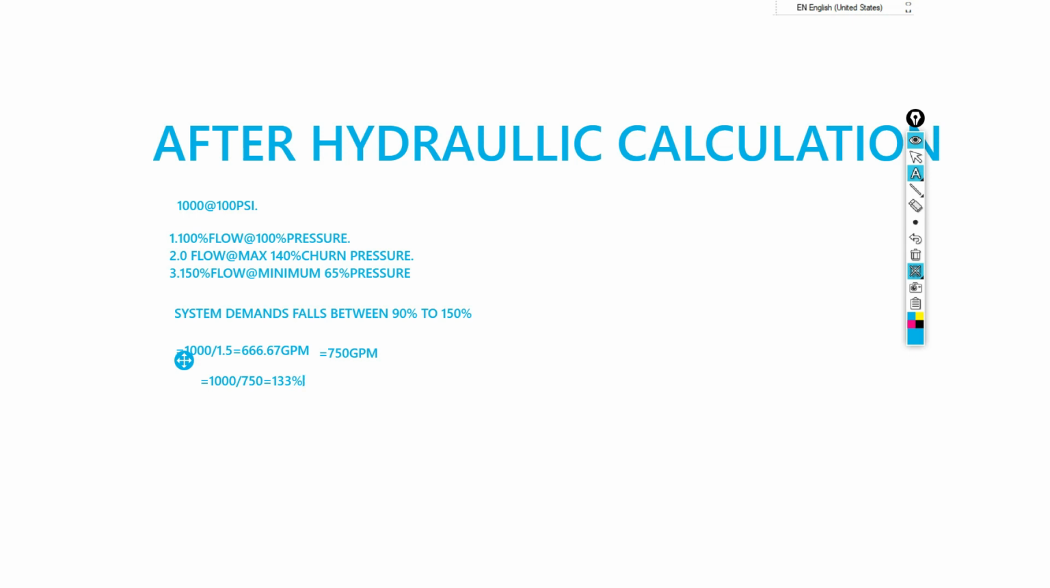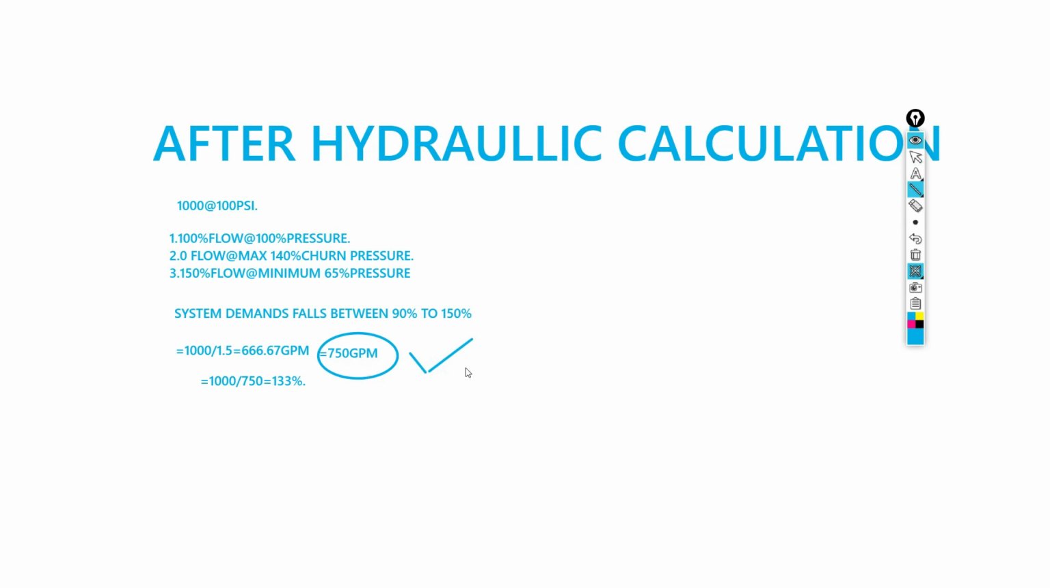133%. Okay, so the pump which I select, 750 GPM, falls between 90% to 150%. It means 133%, so it's good as per NFPA. So we can select this 750 GPM pump.